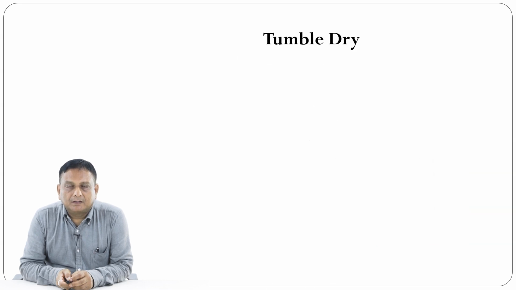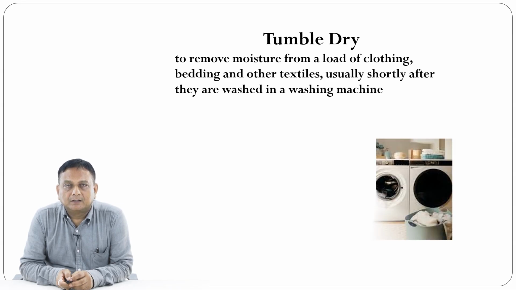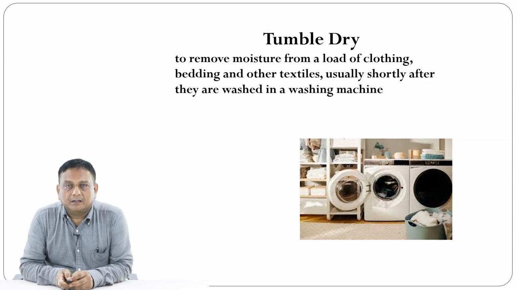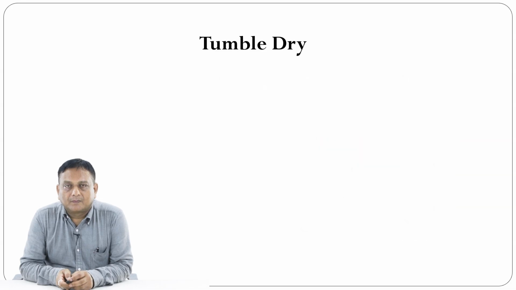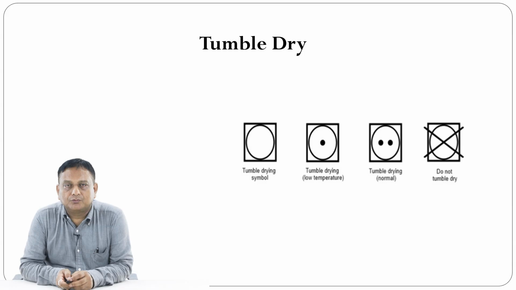Now let us see the tumble drying. It removes the moisture from a load of clothing, bedding and other textiles, and it is done in a machine. Okay, so a drying machine is used for that tumble dry. Now, when you are talking about tumble dry, different symbols are also used.